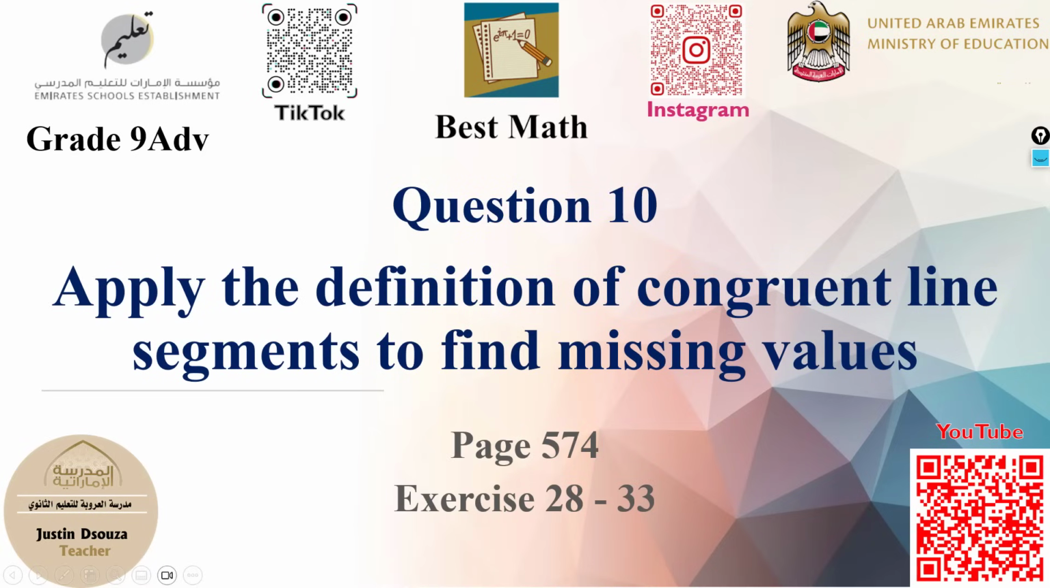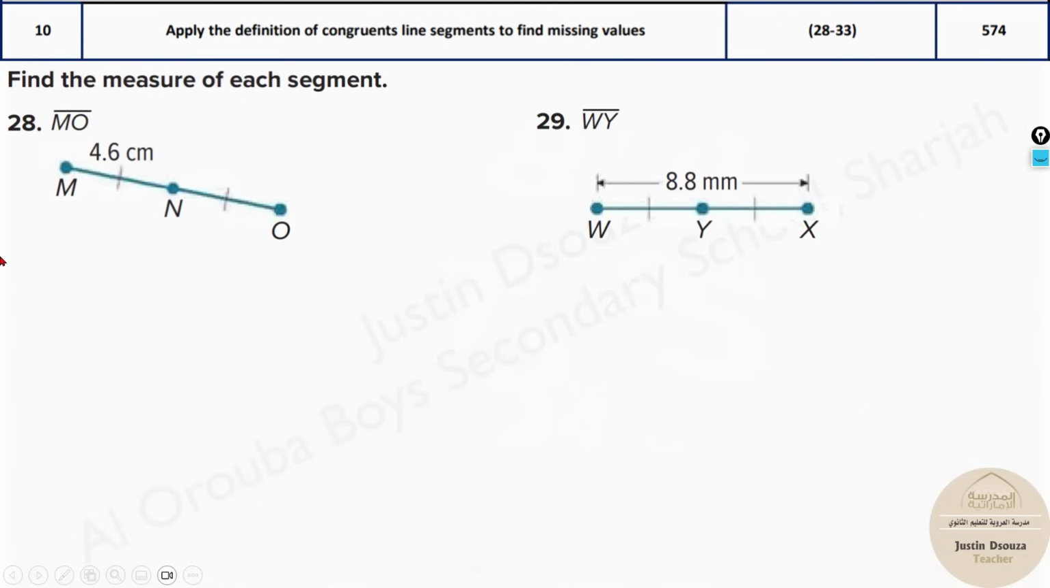In this video, we will learn how to find the missing values in line segments. Here we have a line segment, MO. The line MO is the entire line, but it's split in between at MN and NO. And they're congruent. Can you see this mark? That means they are congruent. Now, how would you find the total length of MO? MN is given as 4.6, so this is also 4.6. Add them up, it'll be 9.2 centimeters.